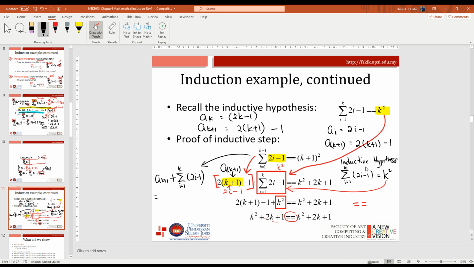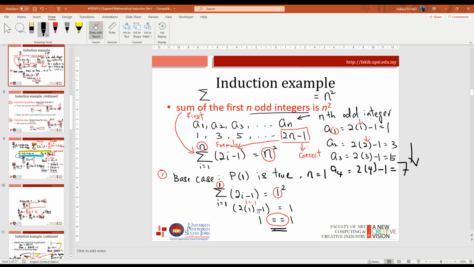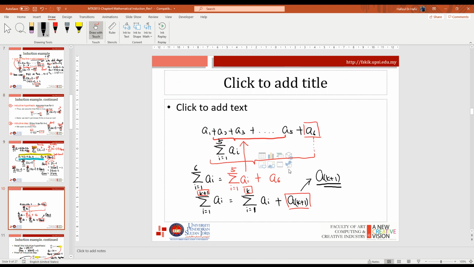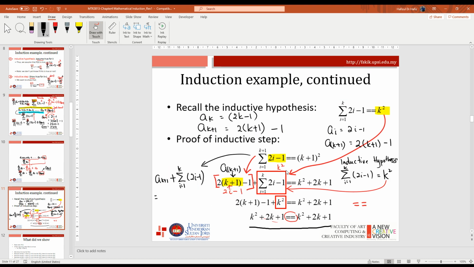This one is the inductive hypothesis. The inductive hypothesis is equivalent to k power of 2. So k power of 2 plus 2k plus 1 is equivalent to k power of 2 plus 2k plus 1. This one is the same. So if we recall back, this one is the same. Is it true or not? It is true, because we replace k power of 2.